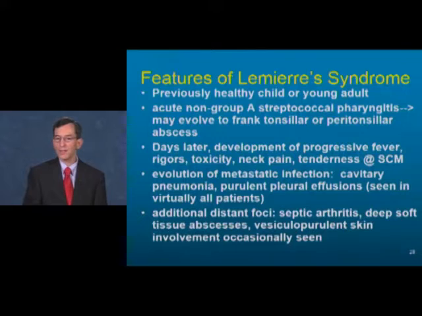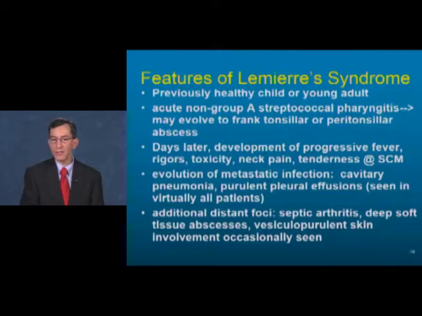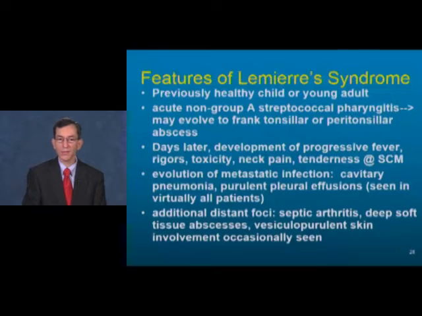The feature of Lemierre's is that it classically occurs in a previously healthy child or young adult, and teenagers would be the most common age group for discussion today. It classically follows a non-group A strep infection that may or may not progress to clinically recognizable tonsillar or peritonsillar infection. Several days later, as Lemierre stated, patients become progressively ill with fever, chills, marked toxicity, progressive neck pain, and tenderness over the sternocleidomastoid muscle. And often by the time they return for further evaluation, they have evidence of metastatic infection.